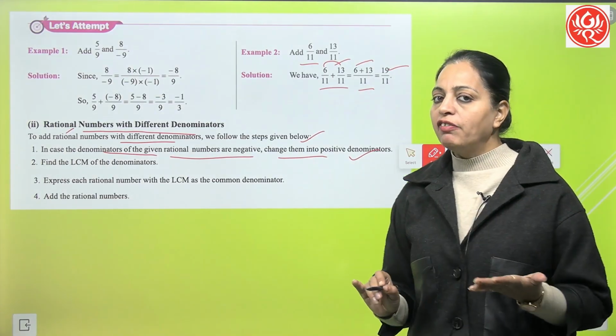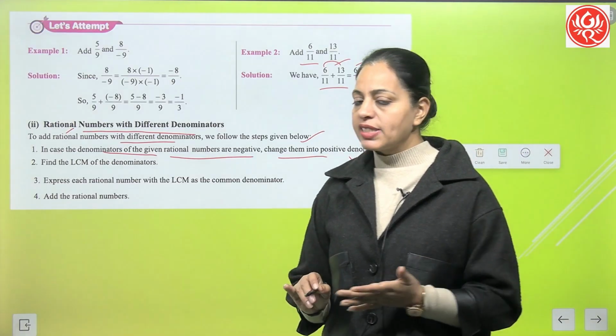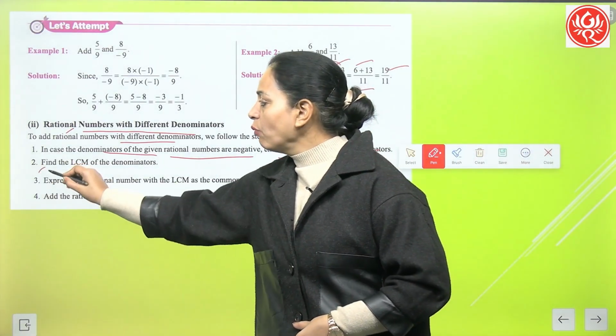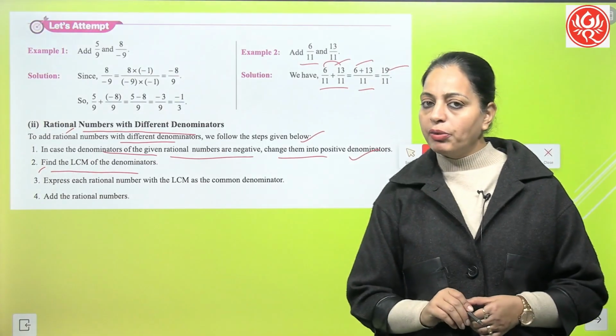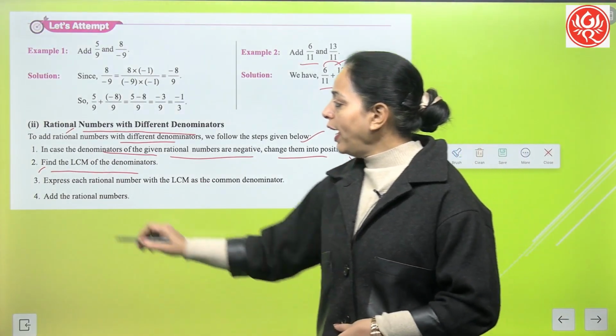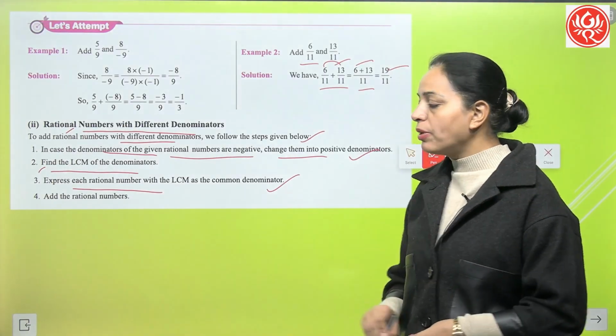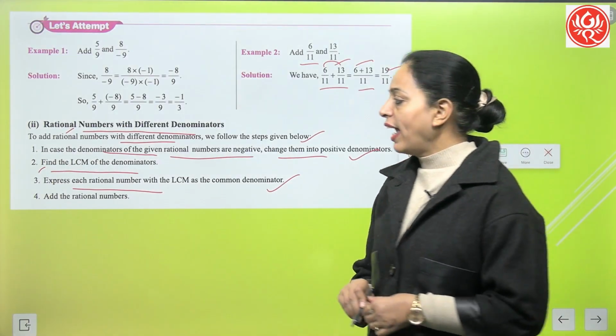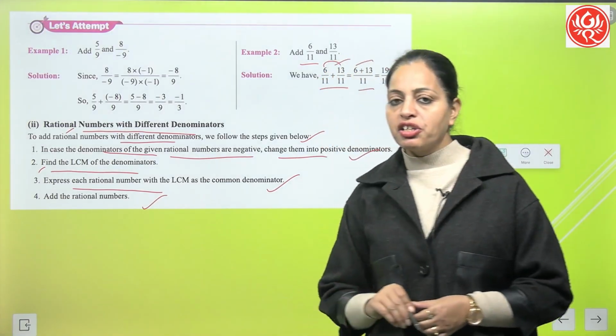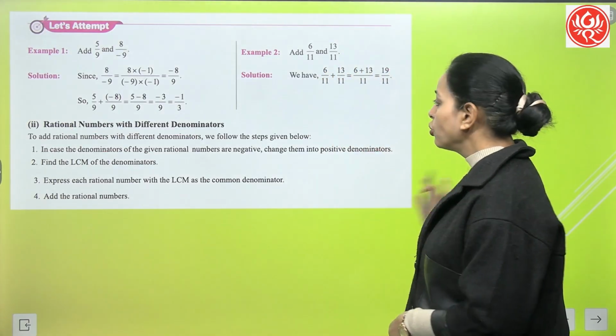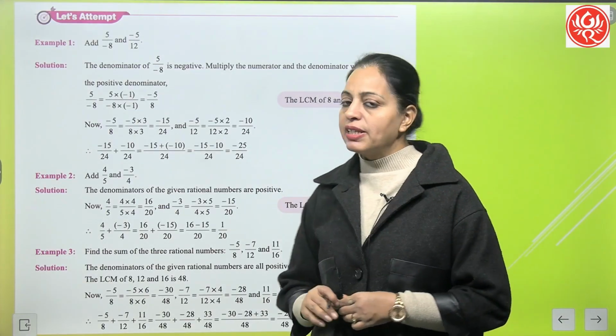सबसे पहले negative denominators को हमें positive बनाना है. Then the second one, find the LCM of the denominators. Then the third one, express each rational number with the LCM as the common denominator. And then the fourth, add the rational numbers. See how to do. Here let us attempt some examples.